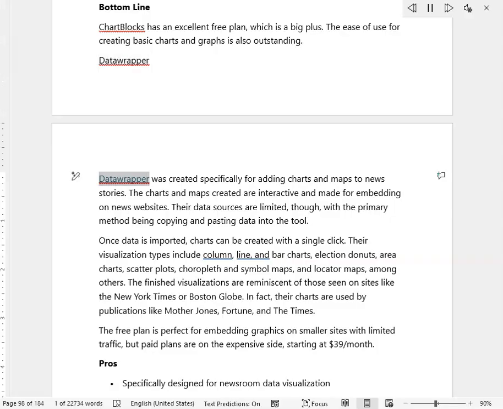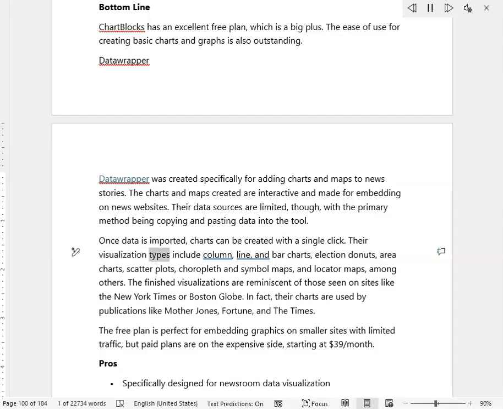DataWrapper. DataWrapper was created specifically for adding charts and maps to news stories. The charts and maps created are interactive and made for embedding on news websites. Their data sources are limited, though, with the primary method being copying and pasting data into the tool. Once data is imported, charts can be created with a single click.